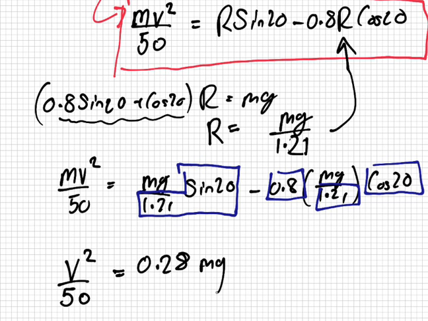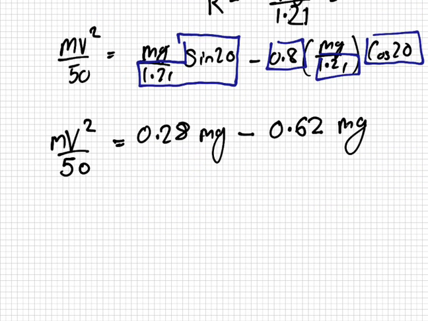0.28 mg. Don't worry, I'll do this next one myself. 0.8 times cos 20 divided by 1.21 minus 0.62 mg. Oh, sorry, mv squared. Now, all those m's cancel. So hang on, 0.28 mg minus 0.62 mg. Dang, that's bad.